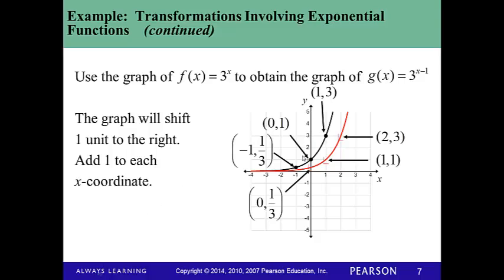Okay, and then we have a graph here for us to look at. So the -1, comma 1/3 became the 0, 1/3. The 0, 1 became the 1, 1, and the 1, comma 3 became 2, comma 3. And then you're going to connect those 3 points again using a smooth, continuous curve.